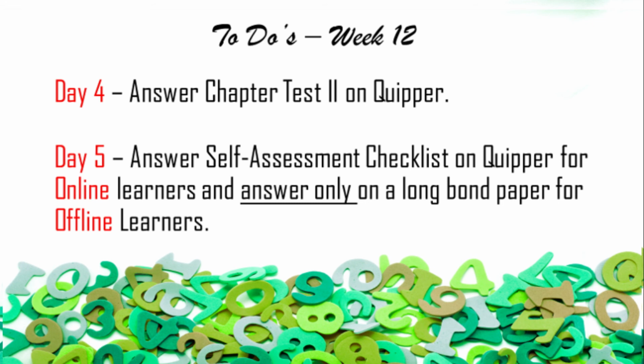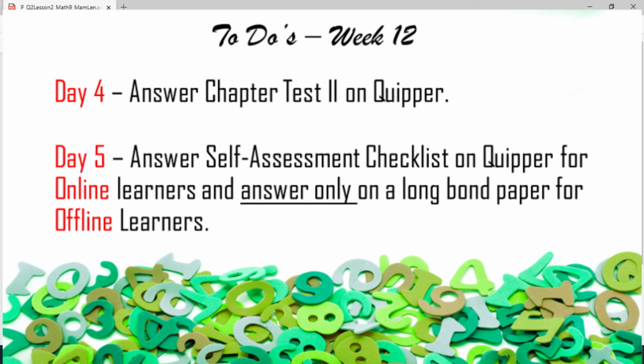That is for our chapter test 2, 1-day examination on Kuiper. And then for day 5, answer self-assessment checklist on Kuiper for online learners and answer only on long bond paper for offline learners.